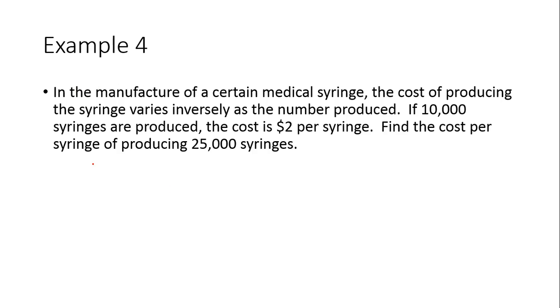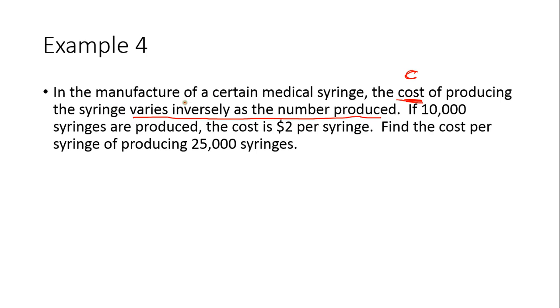Alright, so example 4 says, in the manufacture of a certain medical syringe, the cost of producing a syringe varies. So cost, we'll call that C, varies inversely as the number produced. Basically, this is saying that as you produce more, they give you a discount for buying in bulk. That's why the cost decreases as you buy more.